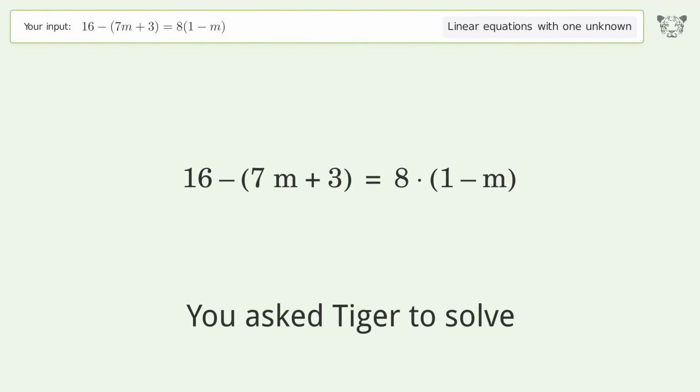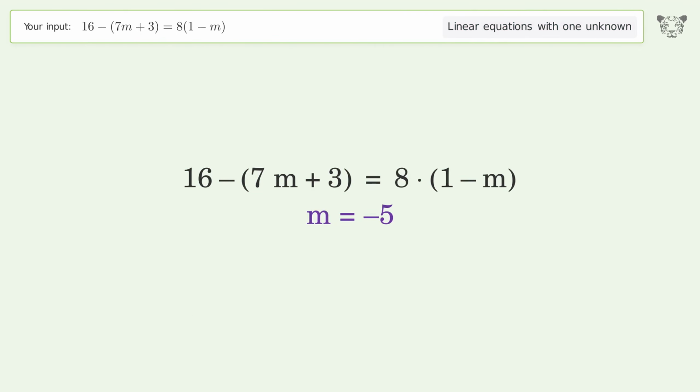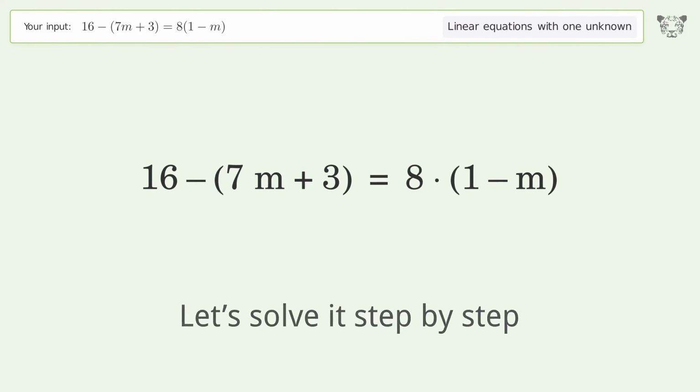You ask Tiger to solve this. It deals with linear equations with one unknown. The final result is m equals -5. Let's solve it step by step.